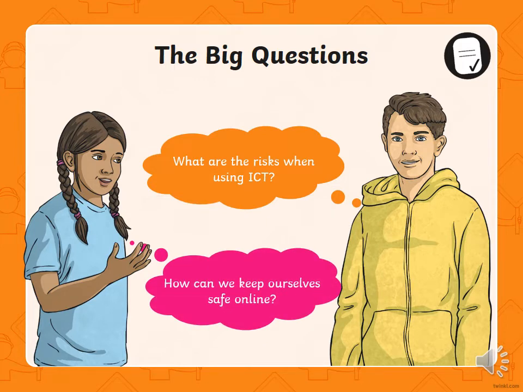So what I want you to do is, before we start, I want you to brainstorm, like jot down 3 bullet points of what the risks are when using ICT, and then how we can keep ourselves safe. 3 bullet points to each to see what you already know. If you don't know any, that's okay as well, because at the end of the lesson you'll be able to bullet point quite a lot of things under both these questions.